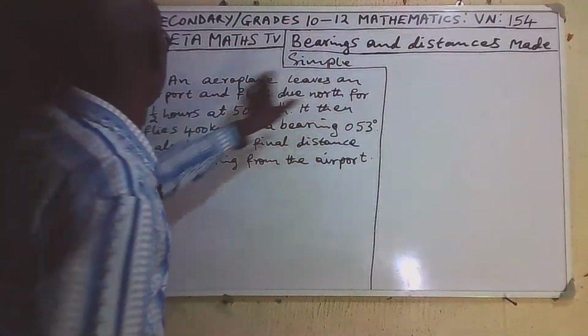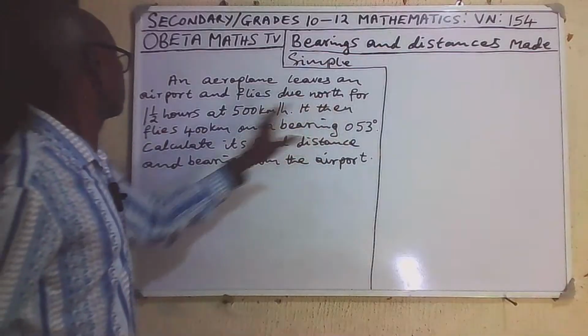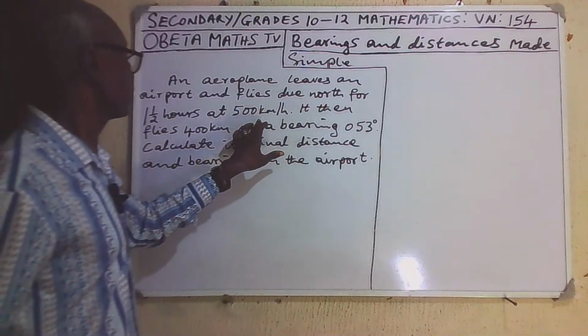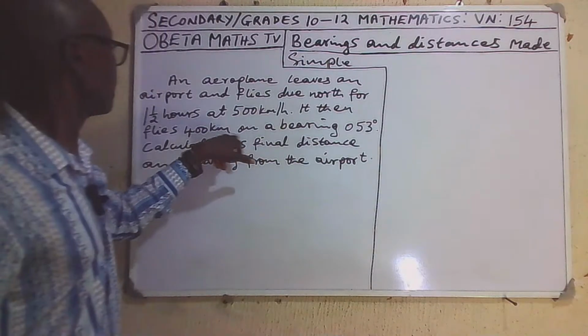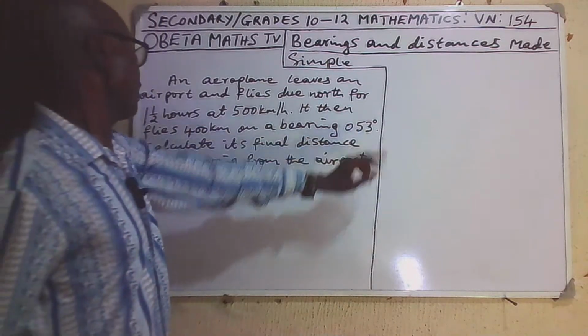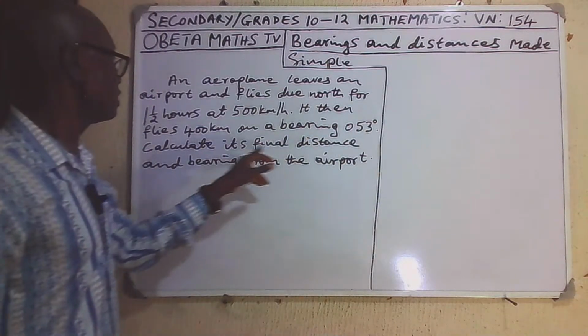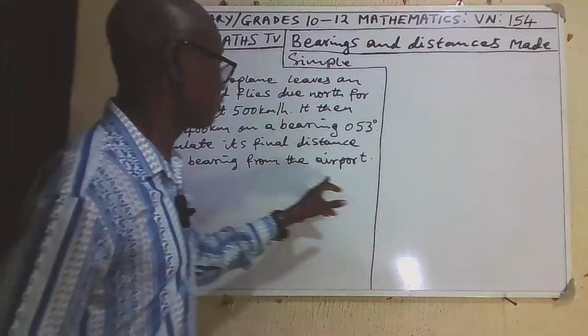An aeroplane leaves an airport and flies due north for 1.5 hours at 500 kilometers per hour. It then flies 400 kilometers on a bearing 053 degrees. Calculate its final distance and bearing from the airport.